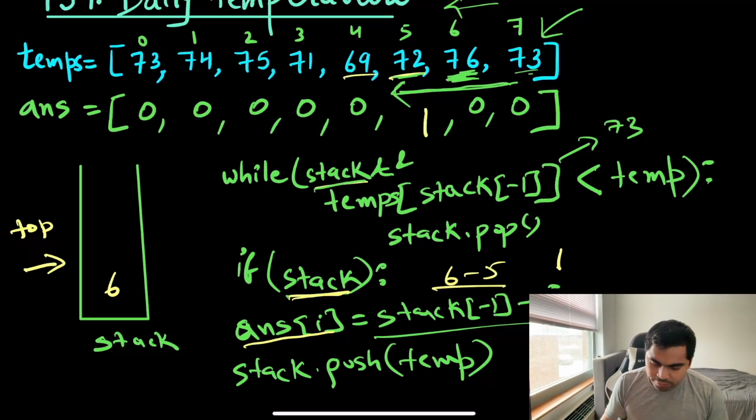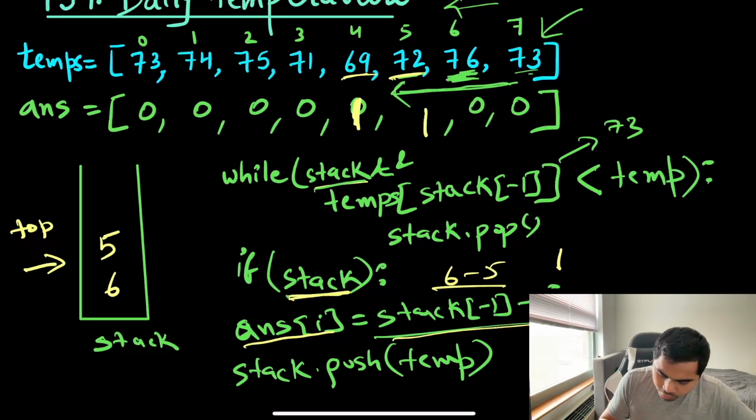Let's do it for 79. And by the way, we will push 72 on the top of my stack. Let's calculate for 69. For 69, the top is 72. Now this condition did not satisfy, so we'll come out. The stack is not empty. We'll calculate again, and this will also become 1.